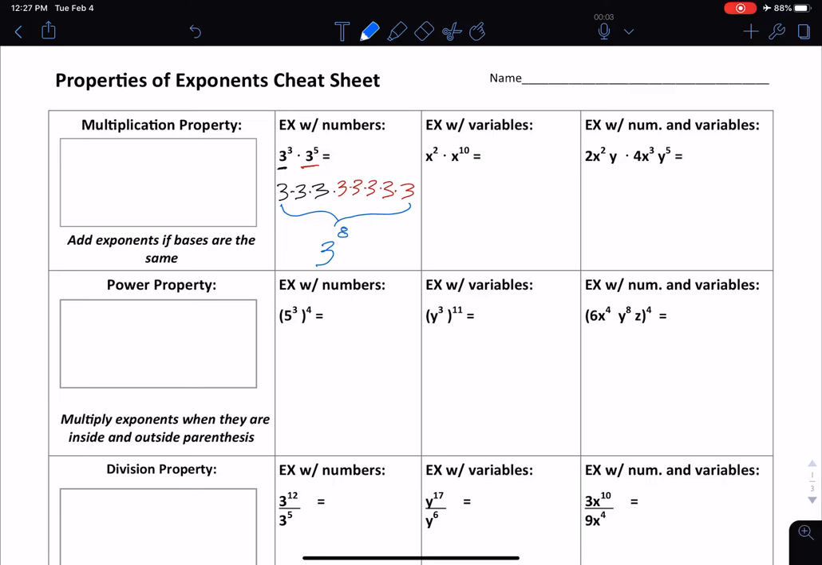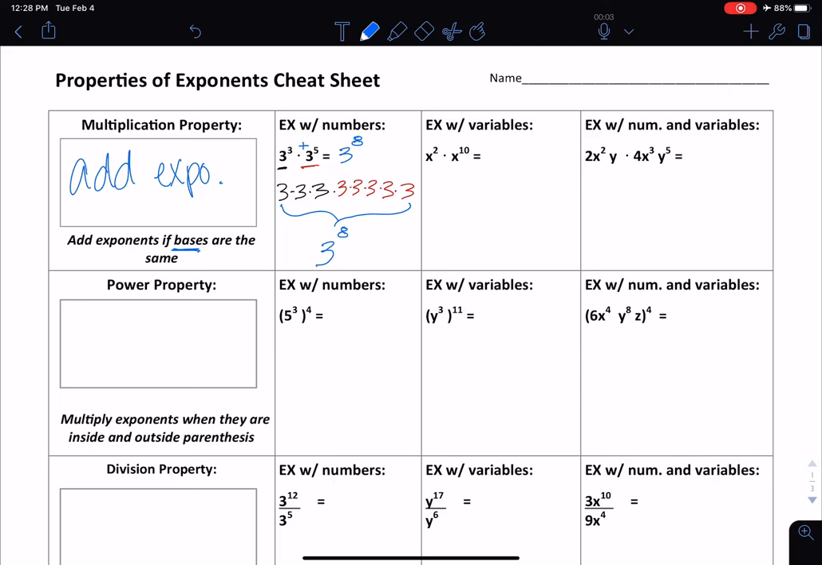So the shortcut to doing this property would be just to add our exponents. So if I would have done 3 plus 5 in the beginning, I still would have gotten 3 to the 8th power without having to expand it. So our property for multiplication is to add the exponents. Okay? And it's important that they have the same base.